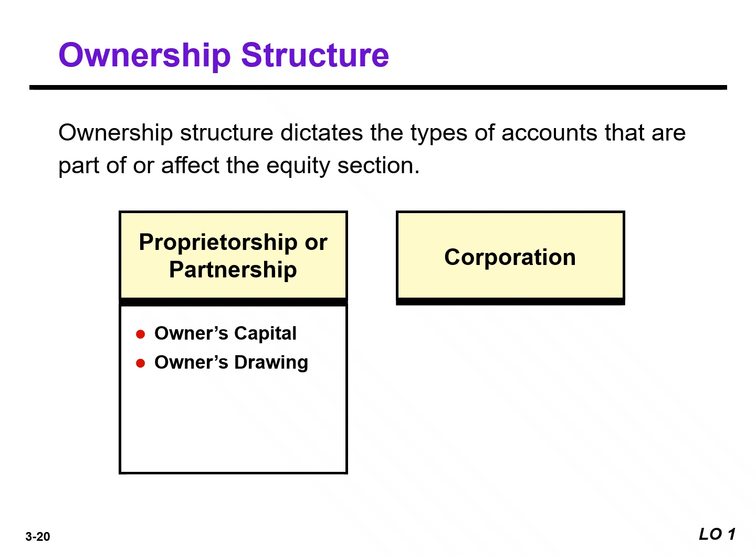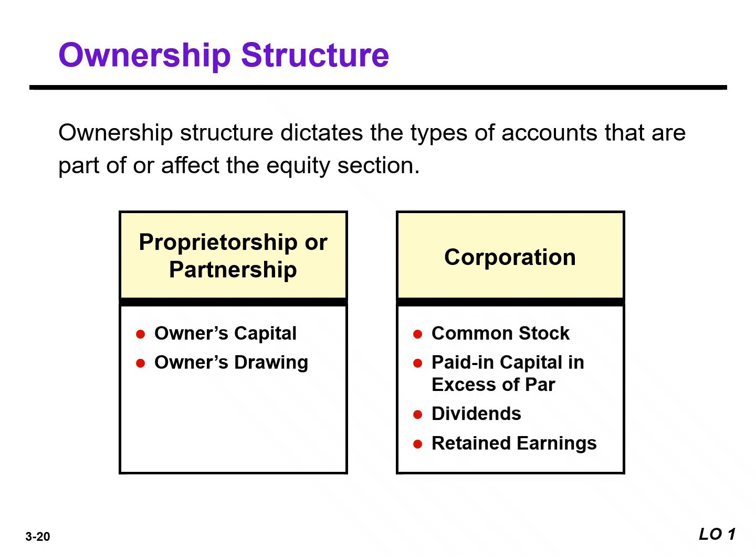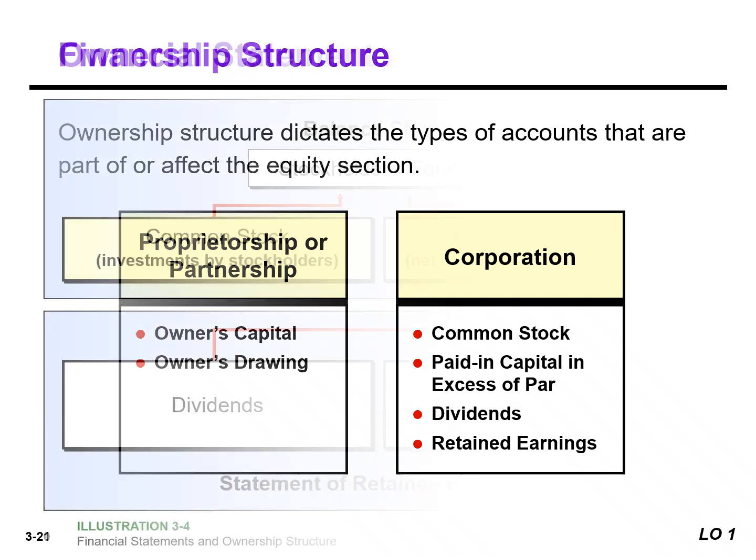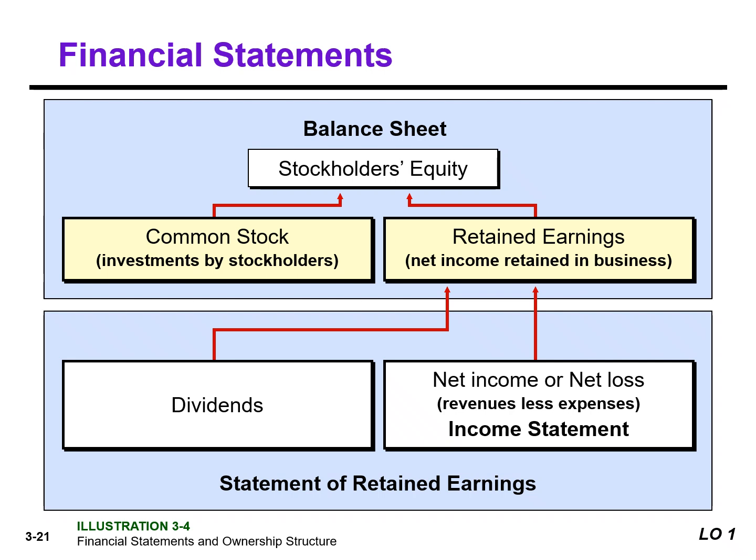So with proprietors, we have capital and drawing. With corporations, we have a lot more accounts to deal with, right? And finally, our balance sheet shows common stock, retained earnings, net income goes into there, dividends goes into retained earnings. The statement of retained earnings is a substatement of the balance sheet.